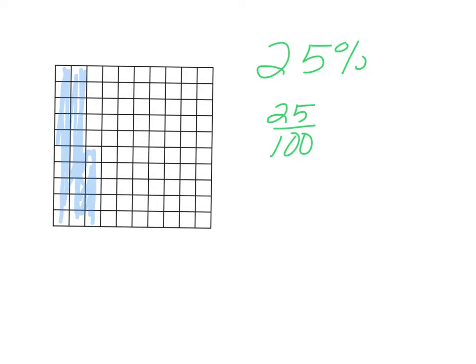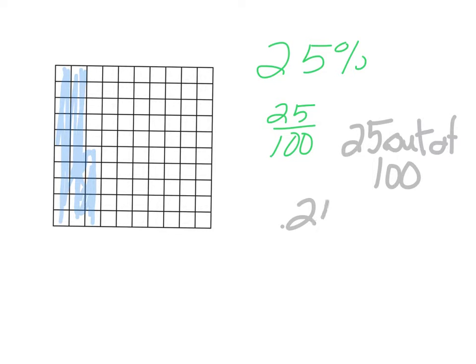So we can write it 25 over 100. We can say 25 out of 100. Or we can say 0.25. It all means the same thing.